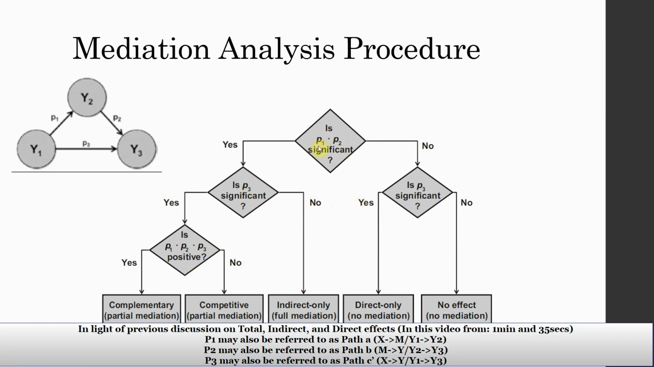But what if your P1 and P2 are insignificant? That is, no. Then is P3 significant? Then there is only a direct-only relationship. And if your P3 is not significant, that is, your direct relationship between independent variable and dependent variable, then there is no effect, no mediation whatsoever.